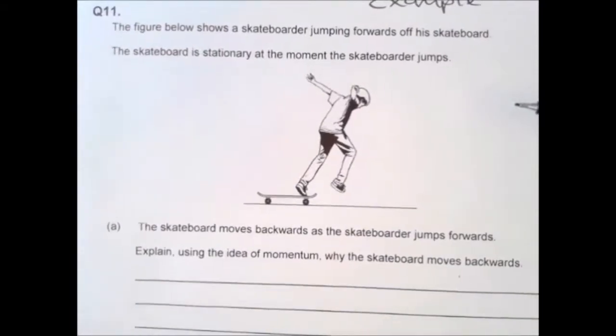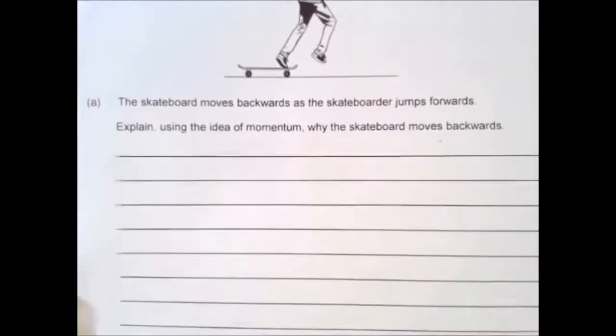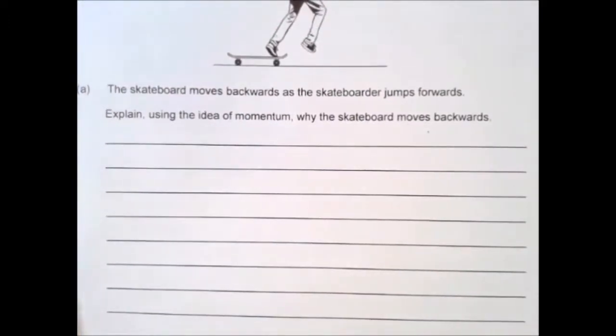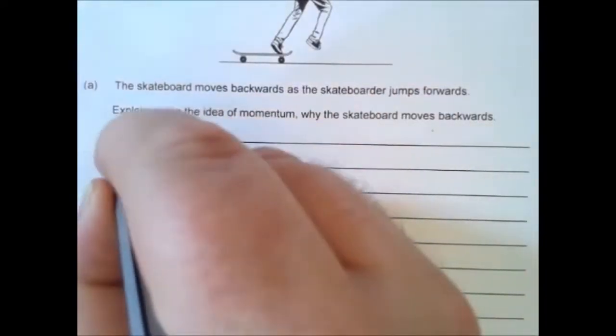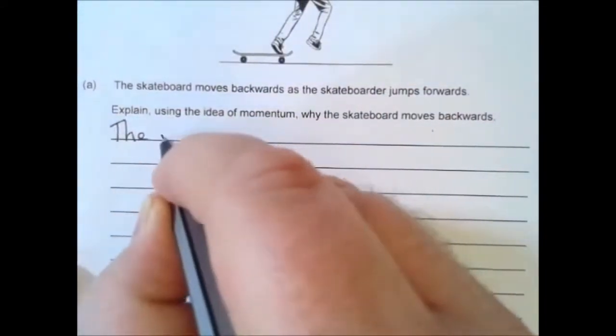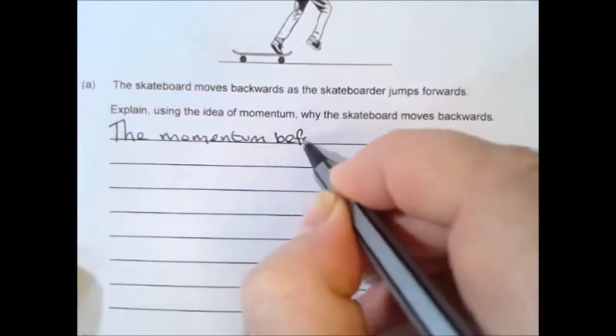That stationary comment is key. That tells you it's an explosion question. The skateboard moves backwards as the skateboarder jumps forwards. Explain using the idea of momentum why the skateboard moves backwards. Well, this is clearly all linked into the idea of the conservation of momentum.